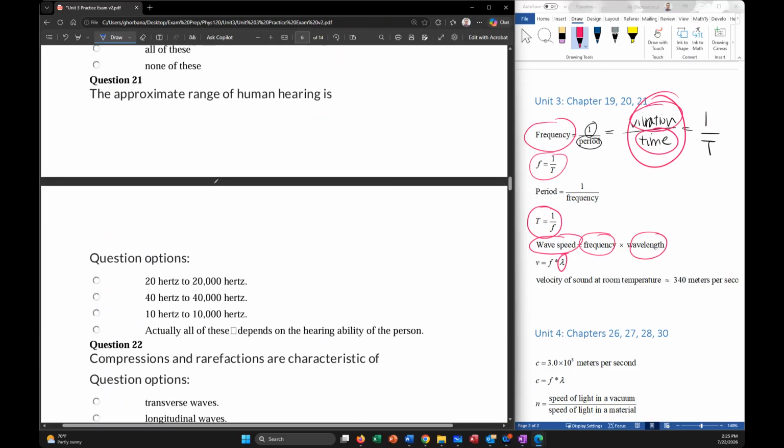The approximate range of human hearing is between 20 hertz and 20,000 hertz. So the right answer is the first one. You cannot hear sound with a frequency lower than 20 hertz. You cannot hear sound with a frequency more than 20,000 hertz. In this range you can hear sound.